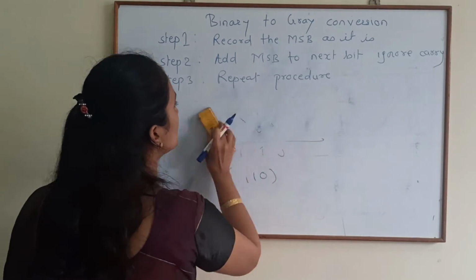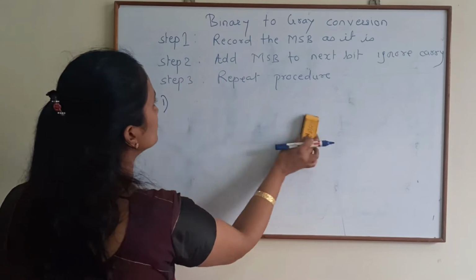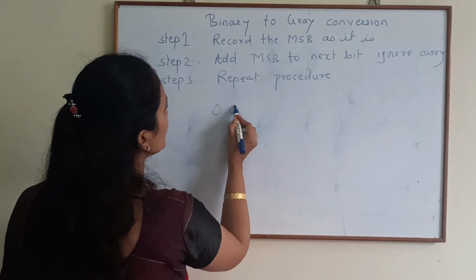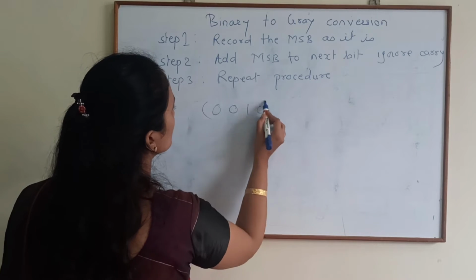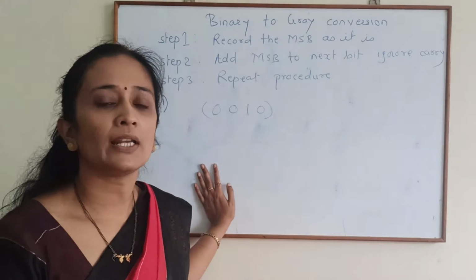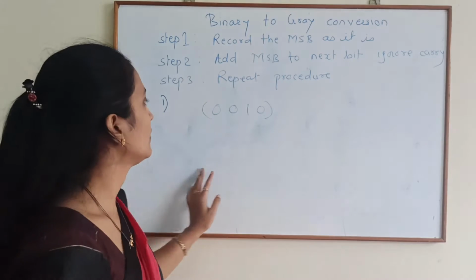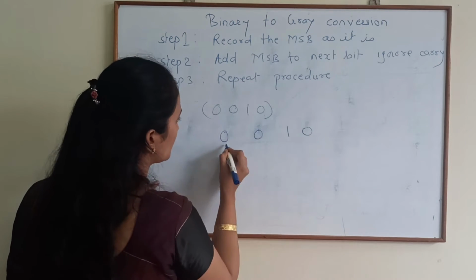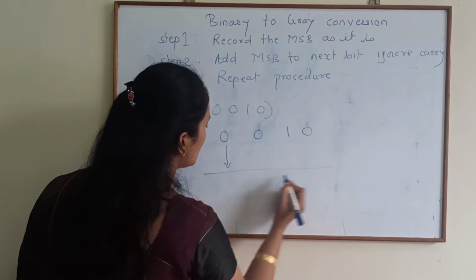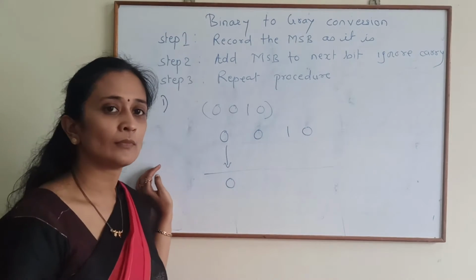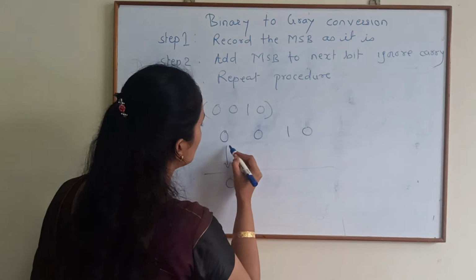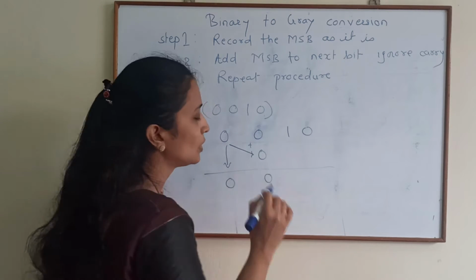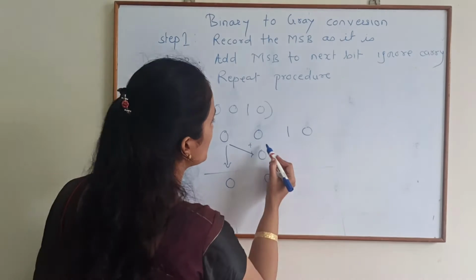One more example I will show you. 0, 0, 1, 0. We have to convert this binary number into its gray equivalent. Given number is 0, 0, 1, 0. Take this MSB as it is. Then add this MSB to the next bit. 0 plus 0, 0.